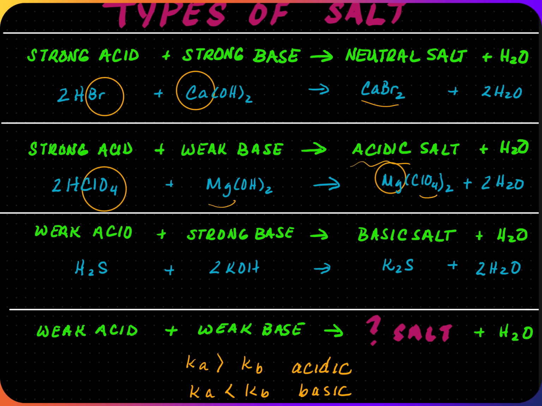A weak acid and a strong base will yield a basic salt and water. The cation is still from the strong base. The anion is from the acid. Since the base is stronger, the salt is basic.